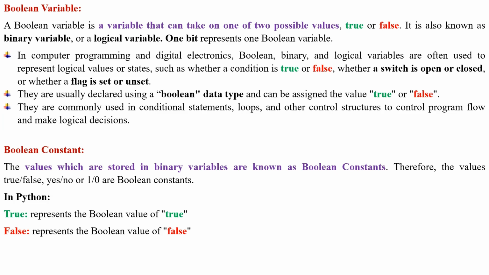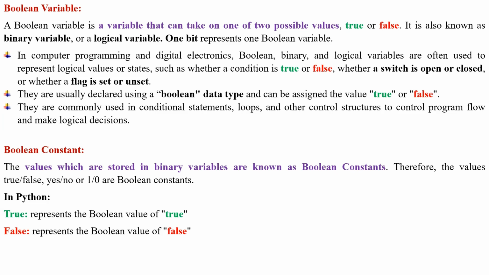In computer programming and digital electronics, Boolean, binary, and logical variables are often used to represent logical values or states, such as whether a condition is true or false, whether a switch is open or closed, or whether a flag is set or unset. They are usually declared using a Boolean data type and can be assigned the value true or false. They are commonly used in conditional statements, loops, and other control structures to control program flow and make logical decisions.